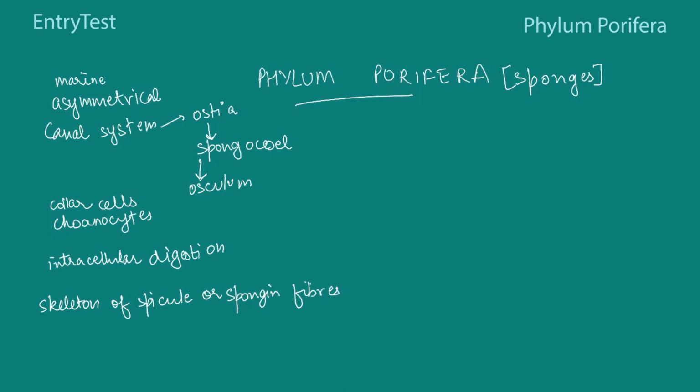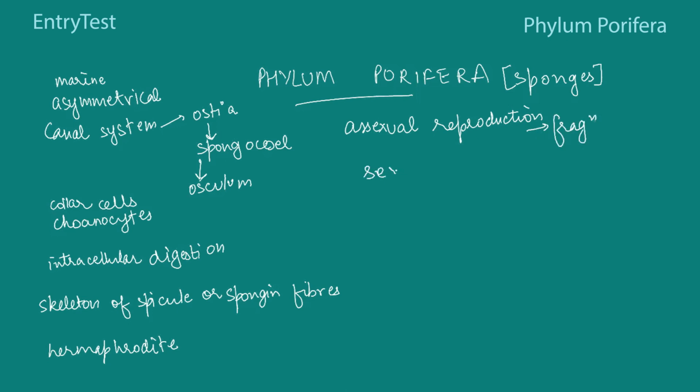Okay, so skeleton made up of spicules or spongin fibers. Sexes are not separate, so it's a hermaphrodite. That means the eggs and the sperms are produced by the same individual. The reproduction is asexual, that is through fragmentation. And if it is sexual reproduction, that is through the reproduction by gametes.